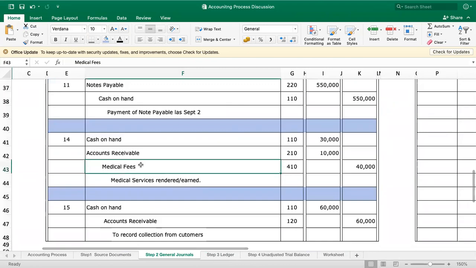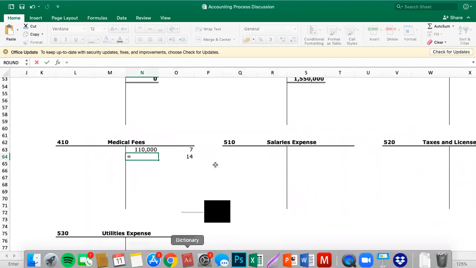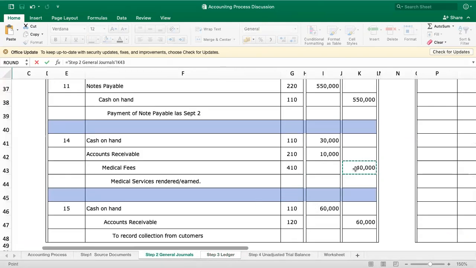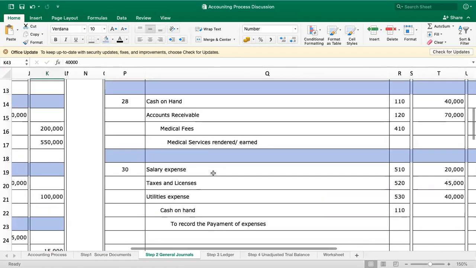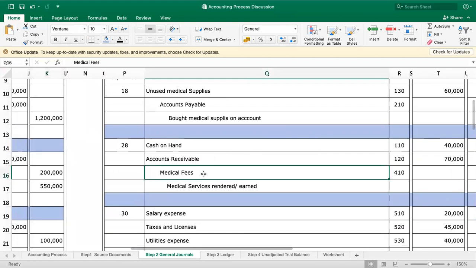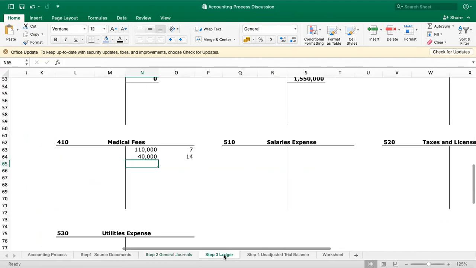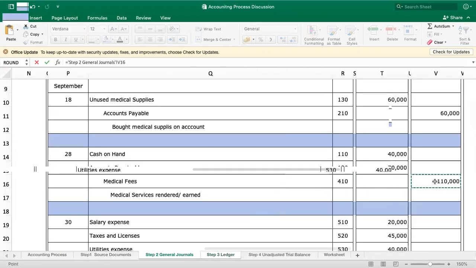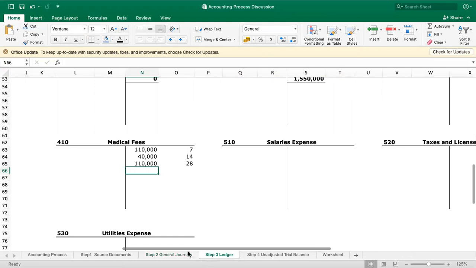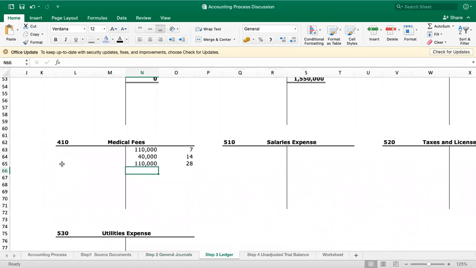Ayan, meron pa. September 14, credit pa rin. That's 40,000. So September 14, credit, 40,000. Okay, balikan natin yung journal natin if meron pa. Ayan, September 28, we have medical fees, credit pa rin, 110,000. Okay, so that's September 28, credit, 110,000. Meron pa ba? So I think wala na. So these are the 3 transactions that affect our medical fees.